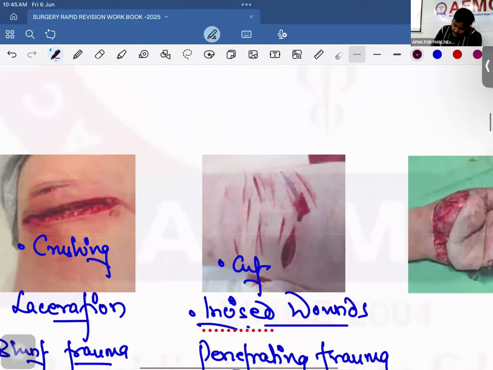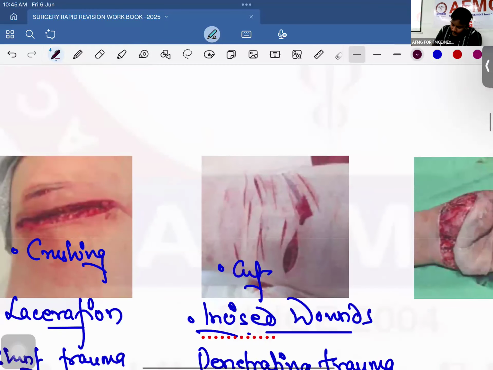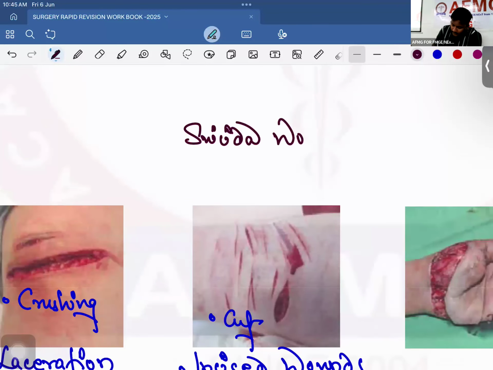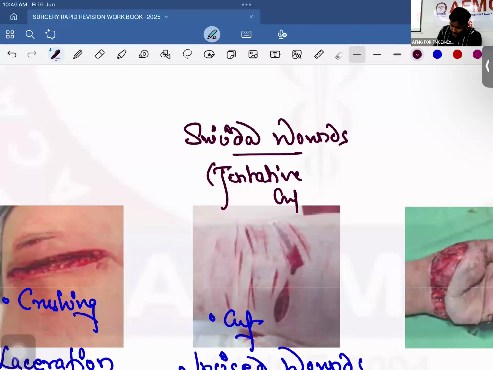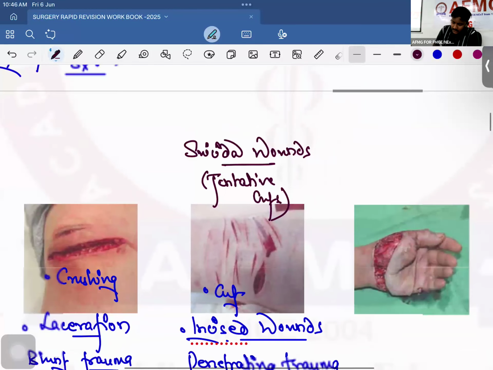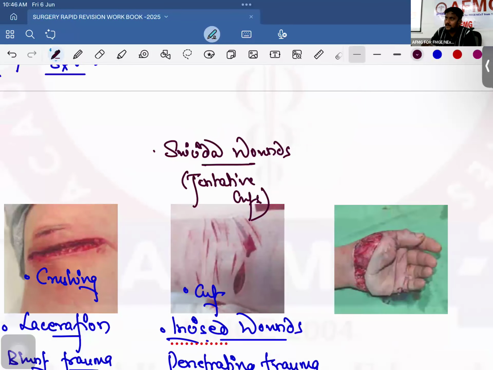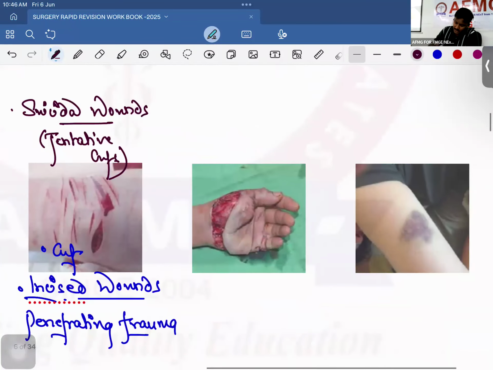As we know that these incised wounds are nothing else but examples of suicidal wounds, beta, which is a favorite question of your examiner. These are also called hesitation cuts or tentative cuts, beta. So suicidal wounds or tentative cuts they are called. These incised wounds which are suicidal are only seen in the accessible parts of the body like the wrist commonly, beta.